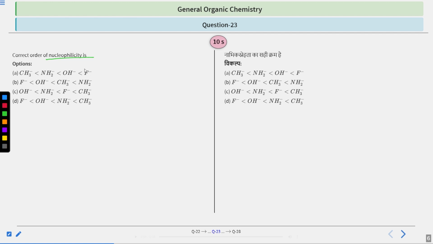Options are: fluoride ion, then OH negative, then NH2 negative, then CH3 negative; or NH2 negative, then CH3 negative, then OH negative, then F negative; or CH3 negative, F negative, then NH2 negative, then OH negative; or CH3 negative, then NH2 negative, then OH negative, then F negative. So you have 10 seconds to think about this question. After that, we will see the answer.